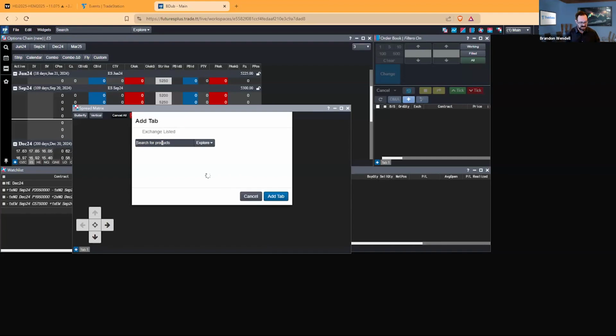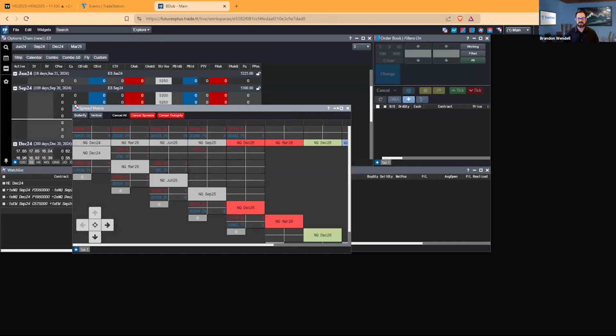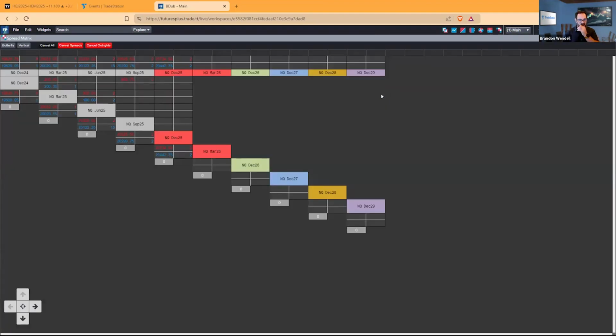I'll just put in NQ. We'll make it easy. And there's the NASDAQ futures, and I can put in NASDAQ futures spreads and add the tab. I'll enlarge that. And now you can see a grid of the spreads. So I can trade, obviously December versus December doesn't work. But if I do December versus March right there, I can either buy the spread with the blue or sell the spread with the red. So let's just buy the spread.